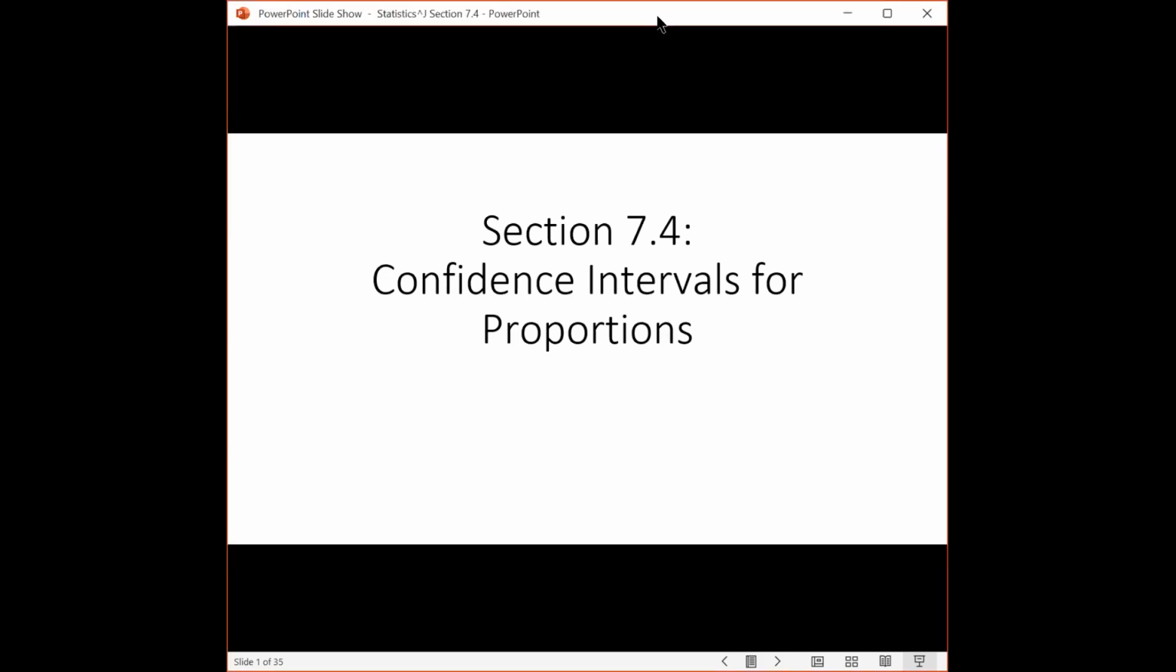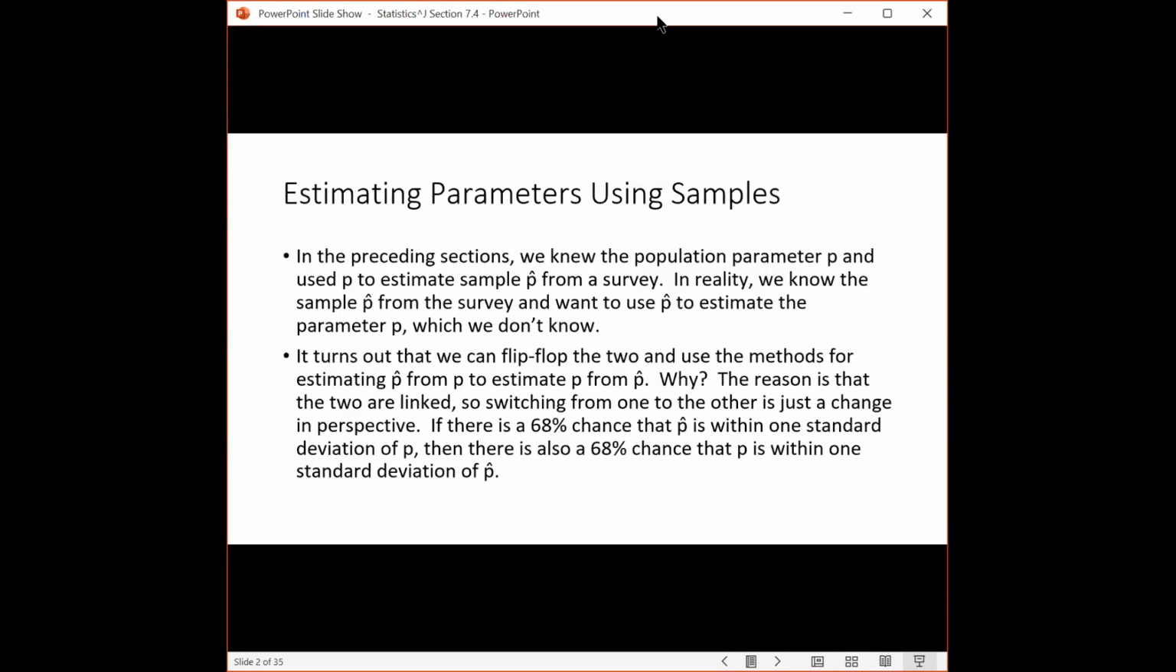Hello. In this video, we will cover section 7.4, which is on confidence intervals for proportions. In the preceding sections, we knew the population parameter p and used p to estimate sample p hat from a survey. In reality, we have the opposite.